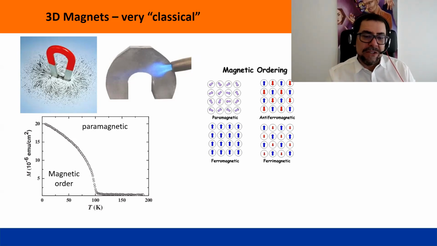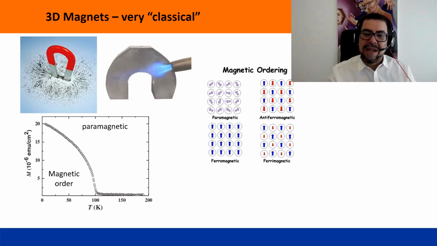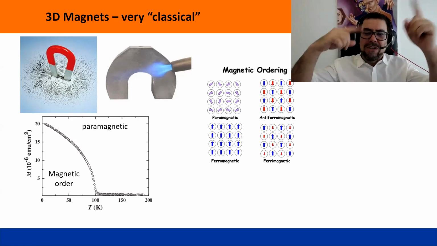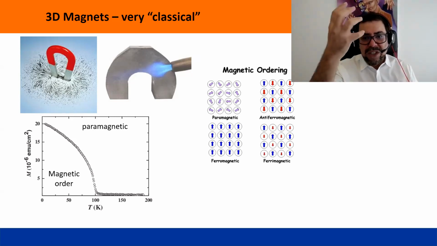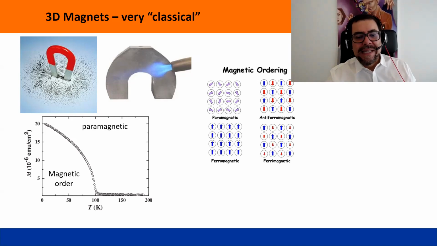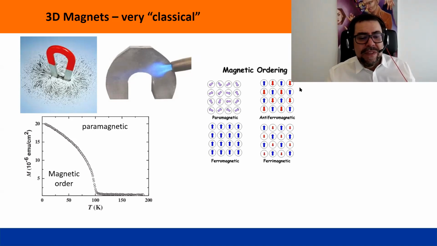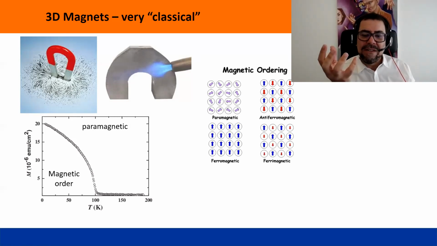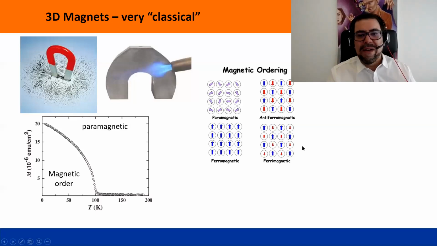At high temperatures, these little magnetic moments are all disordered. They are moving because of temperature in all directions, so you don't have magnetization. But as you lower the temperature, these states can order, and this is when you get a magnet. If all the magnetic moments point in the same direction, you get a ferromagnet, which is the case shown here.